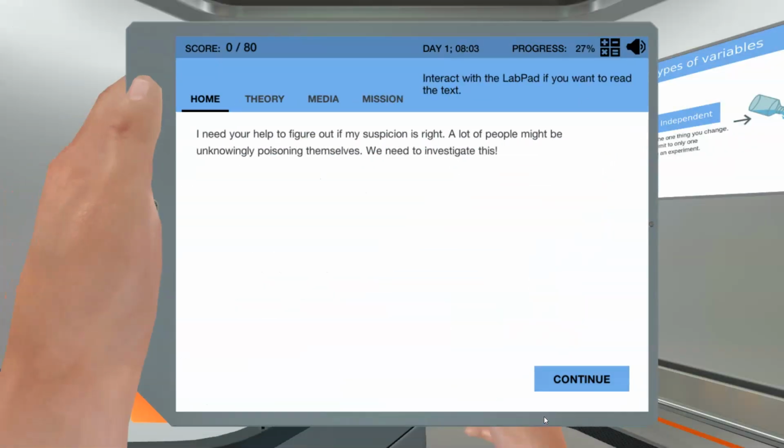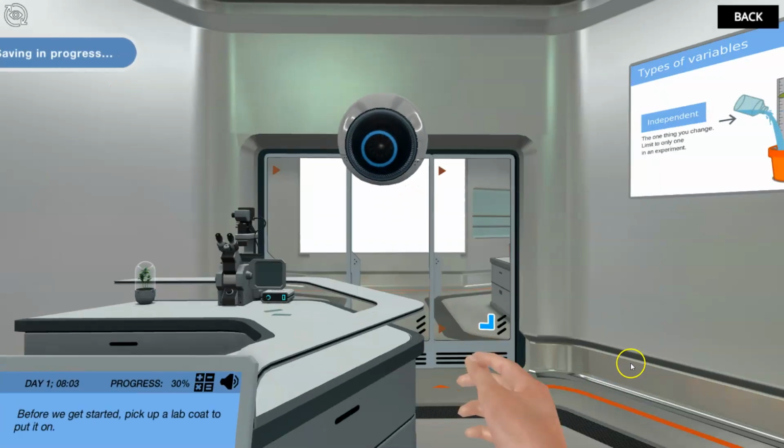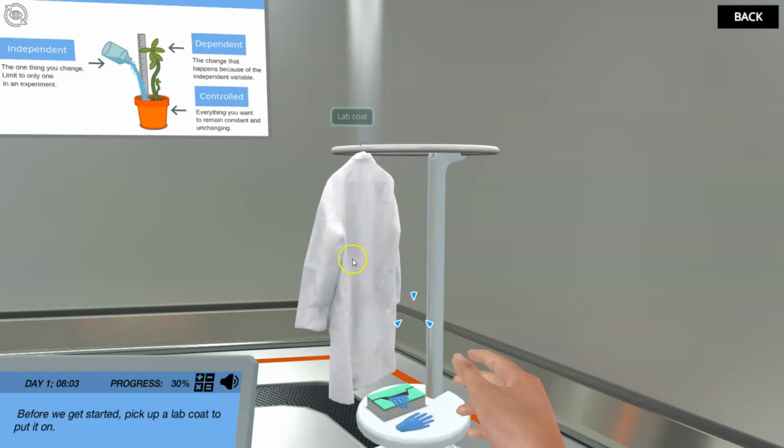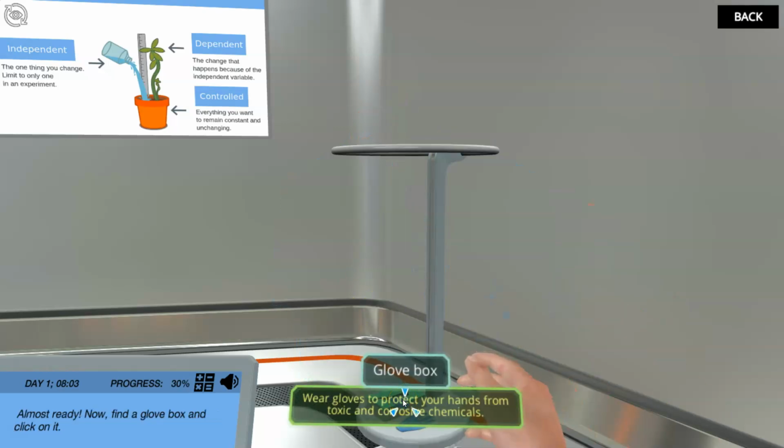I need your help to figure out if my suspicion is right. A lot of people might be unknowingly poisoning themselves. We need to investigate this. Before we get started, pick up a lab coat to put it on. Almost ready. Now, find a glove box and click on it.